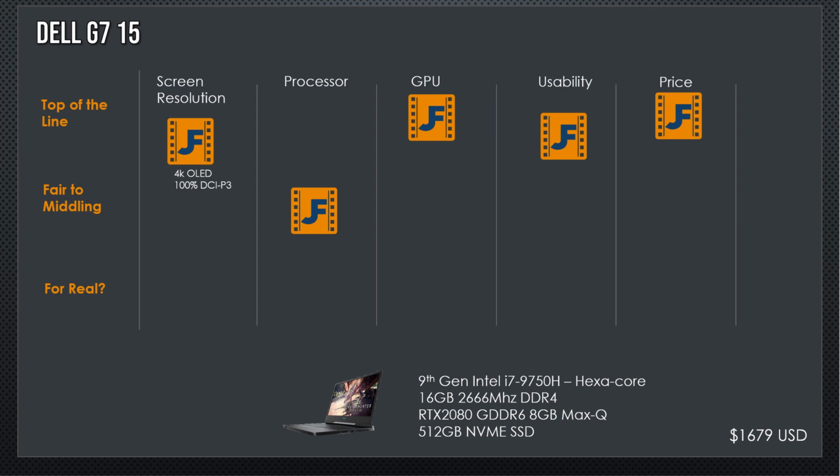This is a Dell G715. It is a 4K OLED, 100% DCI P3. This is the best color recreation that we've seen in any laptop to date. It has the 9750 6-core 9th gen Intel processor with 16 gigabytes of 2666 megahertz DDR4 RAM. It has an RTX 2080 8GB of GDDR6 on the Max-Q variant. It's got a 512GB NVMe drive and a killer price tag of $1,679.